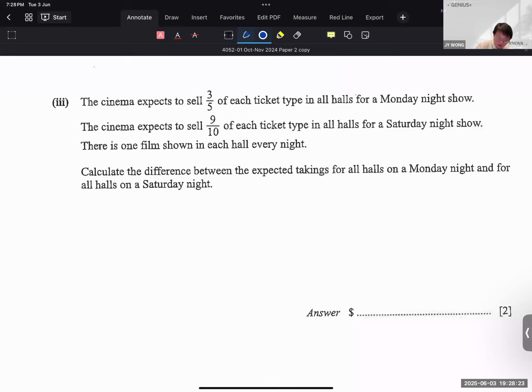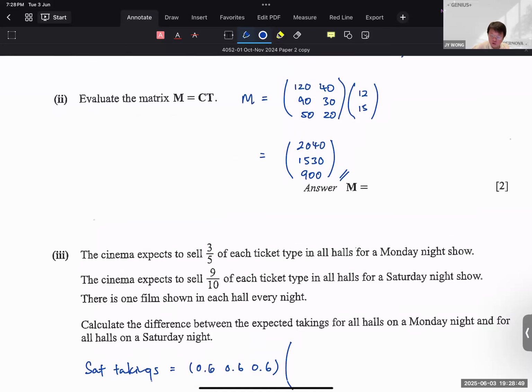So your Saturday takings is equal to your 1x3 matrix will be what? It's 3 out of 5, right? 3 out of 5 is 0.6, correct? So you can actually just do this. So your 1x3 matrix is this, right? Then you multiply by matrix M.